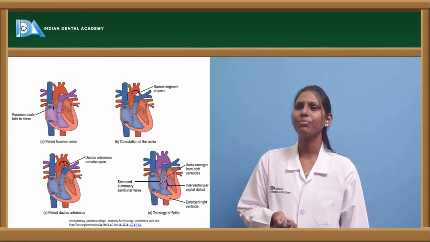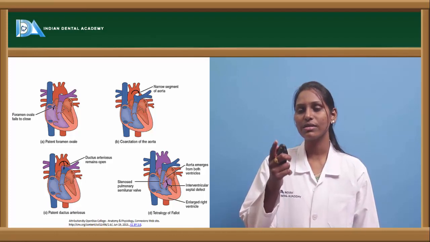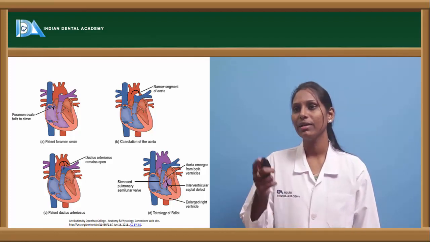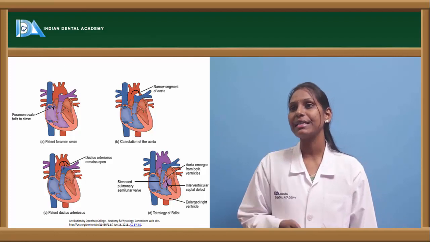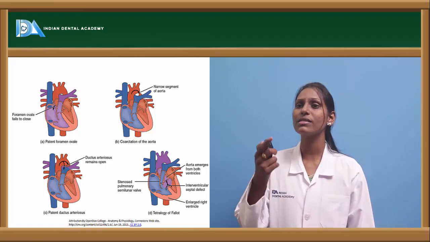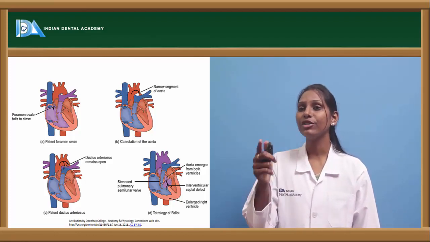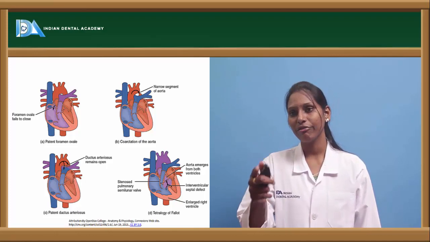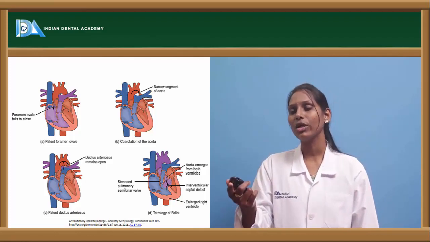So this is a picture where we can see the foramen ovale failing to close. This is called patent foramen ovale. Here we can see coarctation of aorta in the next picture, where you can see a narrow segment of aorta, and here we see patent ductus arteriosus, where the ductus arteriosus from the pulmonary artery to the aorta has failed to close. It has remained open. And this is tetralogy of Fallot.